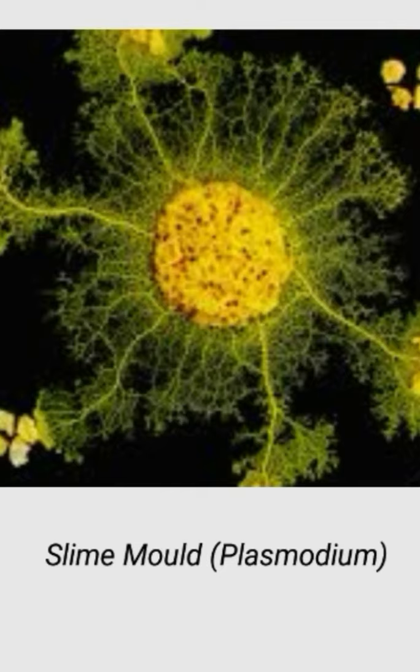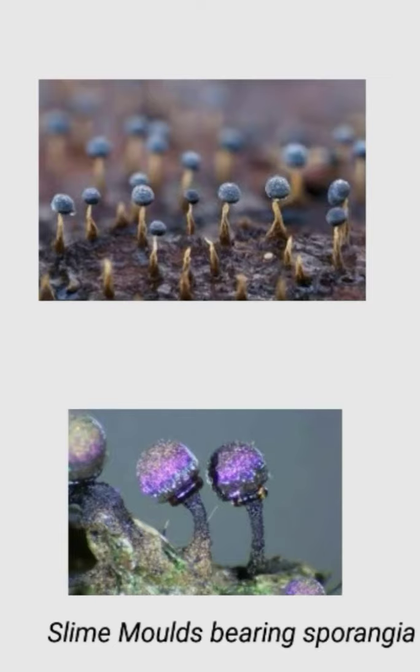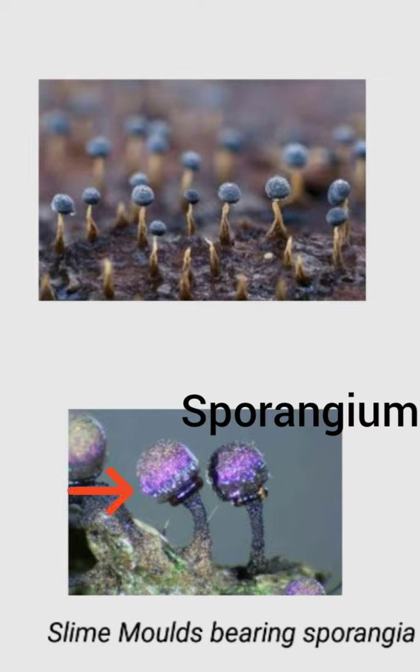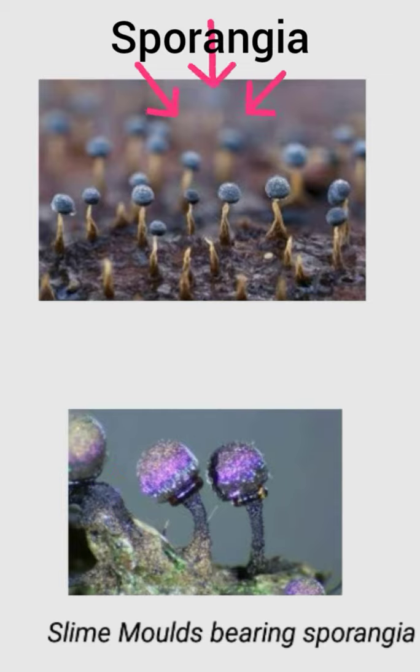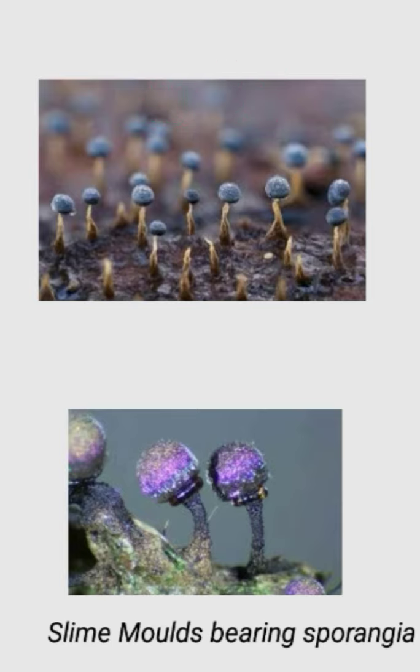And now this plasmodium will differentiate and form fruiting bodies. These fruiting bodies are called sporangia. The singular is sporangium, and when we talk of many, it is sporangia. So you can see here there are many sporangia, and these are the fruiting bodies, and all these sporangia contain small spores. Whenever a sporangium is full, it bursts and spores are released.